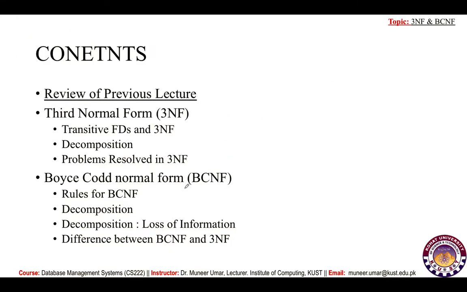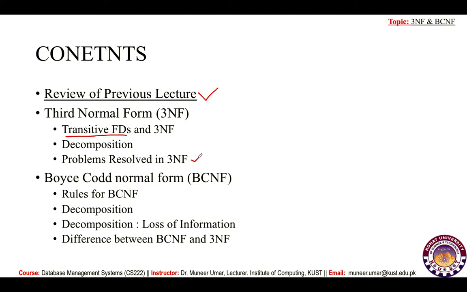These are the contents for today's lecture. First, we will review our previous lecture. Actually, we will recall the first normal form and second normal form. Then, we will move towards the third normal form, and the third normal form is using transitive functional dependencies. So, we will also study this topic. Then, decomposition according to third normal form and the problem resolved in third normal form.